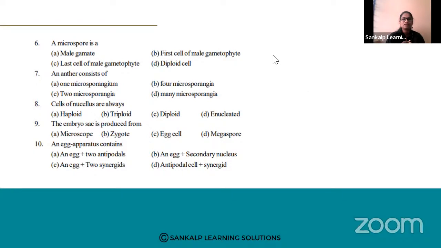An anther consists of: 1 microsporangium, 4 microsporangia, 2 microsporangia, or many microsporangia. Most of you commented B, 4 microsporangia. Very quick responses. But I request, please answer the question once I complete reading the options, guys. Good going. So the 7th question answer is option B, 4 microsporangia. YouTube students, what about your answer? Be quick and reply soon. These are the questions related to the anther.